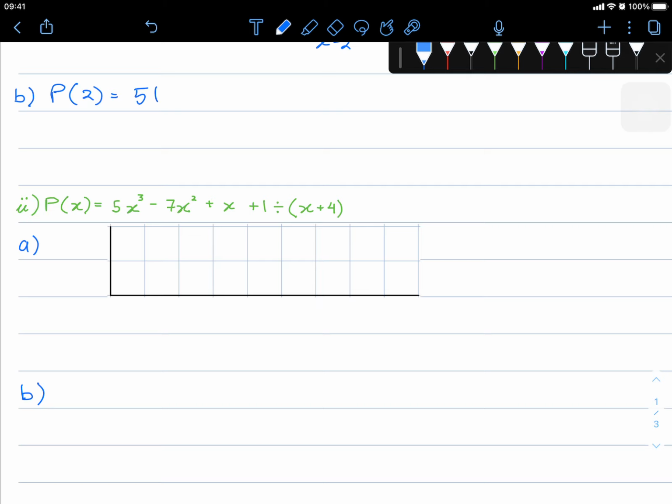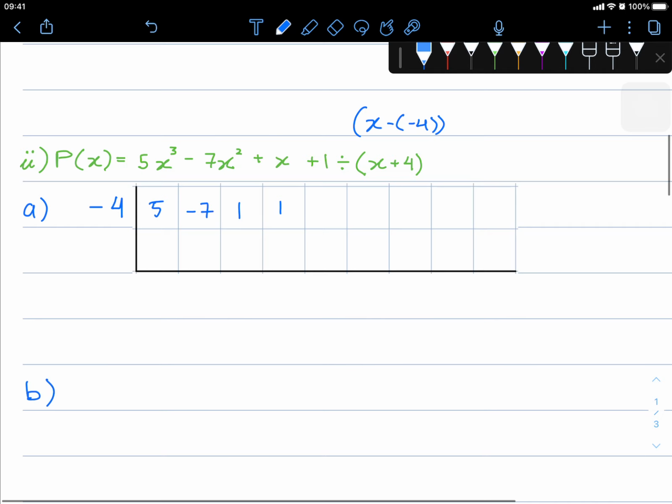Remember, we need to figure out what the value of a is. It's x plus 4, because that would make it a positive 4 in that bracket. So our value here is negative 4. Taking the coefficients 5, negative 7, 1, and 1. Ignoring the first and multiplying.